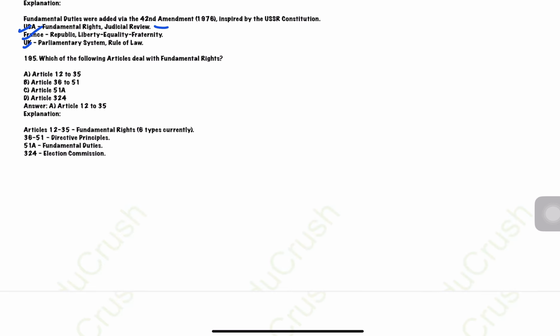So which of the following articles deal with the fundamental rights? So Article 12 to 35 deals with the fundamental rights. So fundamental rights, 6 types currently. From 36 to 51, Directive Principles of State Policy. 51A, fundamental duties. 324, Election Commission.